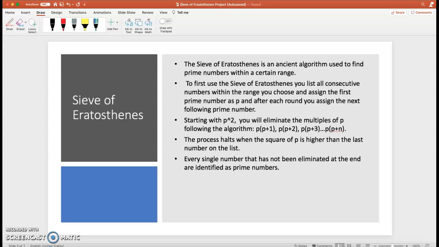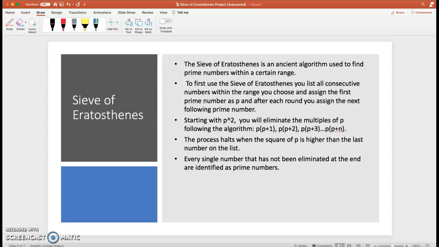The Sieve of Eratosthenes is an ancient algorithm used to find prime numbers within a certain range. To first use the Sieve of Eratosthenes, you list all consecutive numbers within the range you choose and assign the first prime number as p, and after each round you assign the next following prime number.